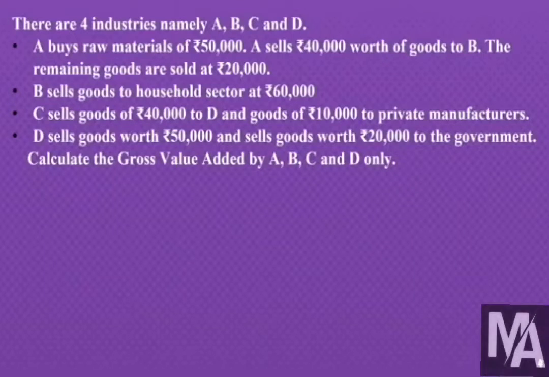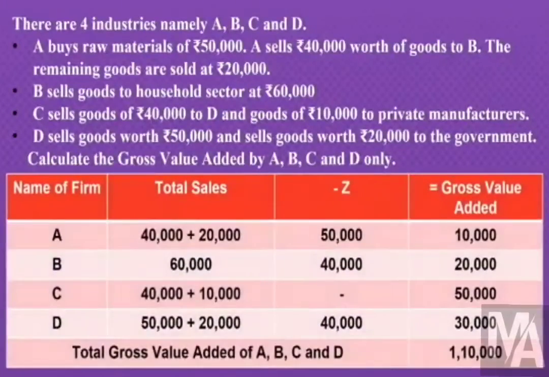When we have this particular kind of mathematical problem, it is very good to use a table. As you can see on your screen right now, I have simplified the entire formula for all four firms, A, B, C, and D, by preparing a table where the formula is total sales minus Z is equal to gross value added. Since there is no change in stock, or capital letter A, in this problem, I have simplified the formula to total sales minus Z is equal to gross value added. So looking at this information, we will try to solve this entire problem.